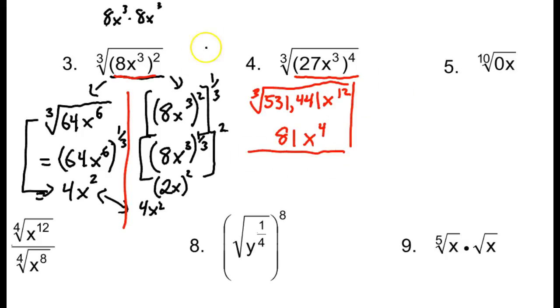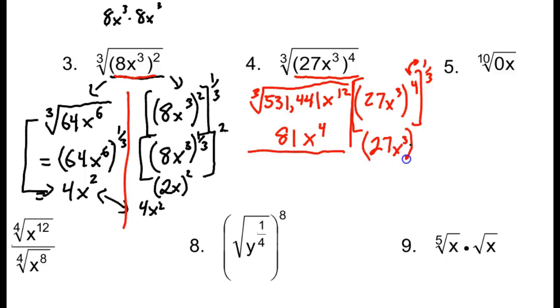Another way, though, is to do the second method, right? So we're going to have 27x to the 3rd, to the 4th power, and then raise everything to the 1/3 power, right? And then switch the order here, okay? Make that 27x to the 3rd, also to the 1/3 power, all to the 4th power. All right?